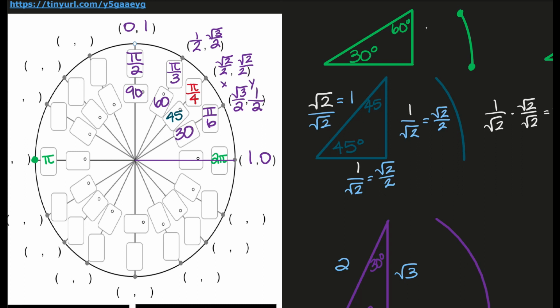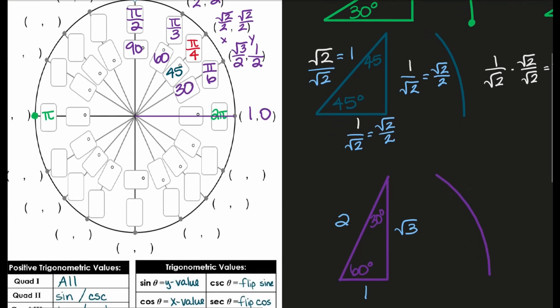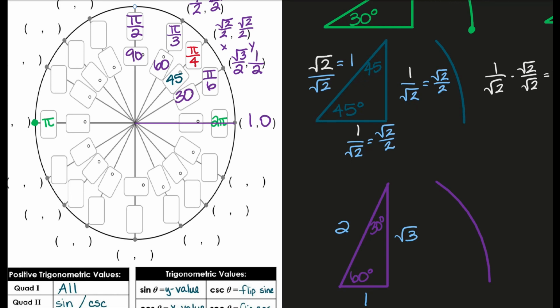Now, since we know that we're specifically working with these right triangles, a 30, 60, 90, or a 45, 45, 90, or a 60, 30, 90, those are the only triangles that fit within the unit circle.